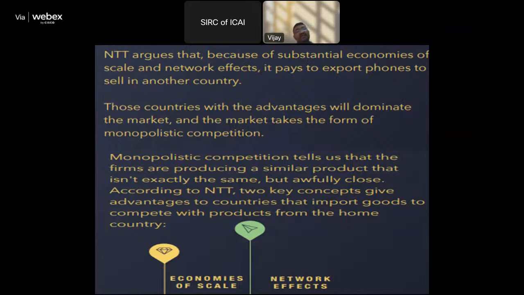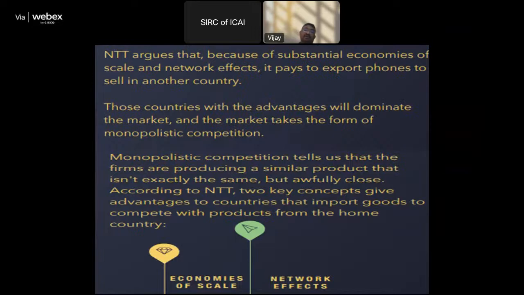So why do I need to enter into this import of goods? One will be, sir, I will produce goods for other nations, so there will be economies of scale. I will not only produce for my nation, I will produce for other nations. So with economies of scale, I can produce more goods. So the advantages of large scale production reduce the cost.